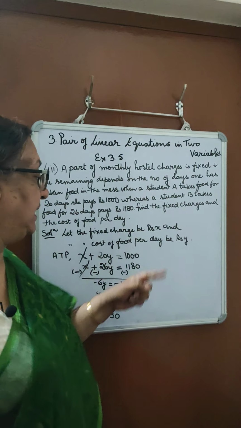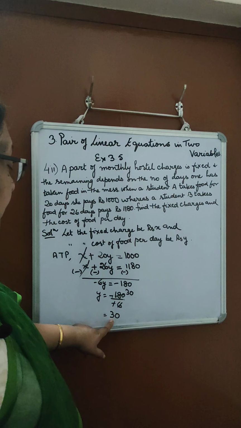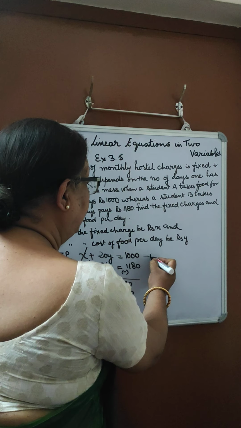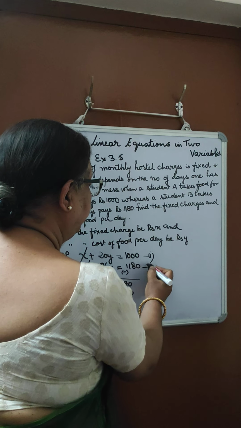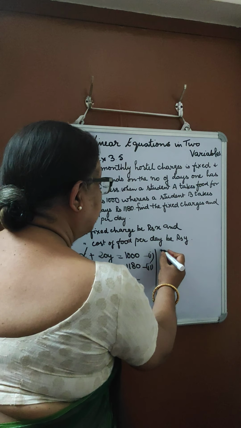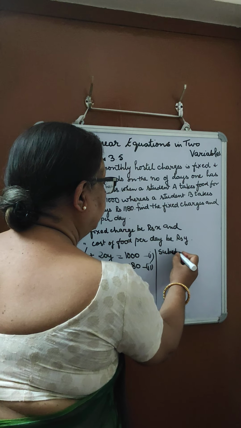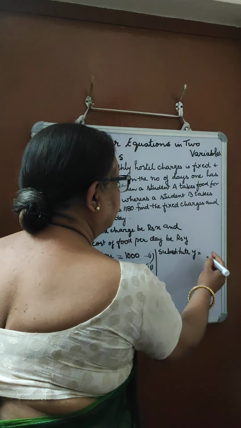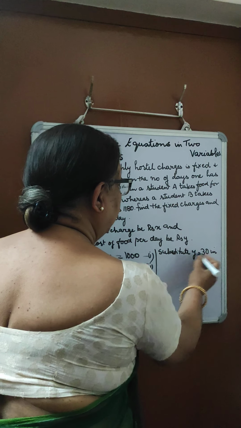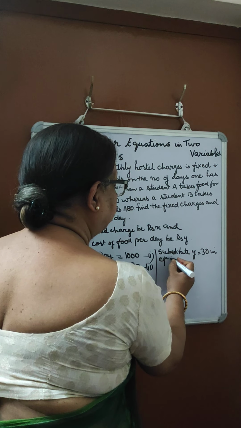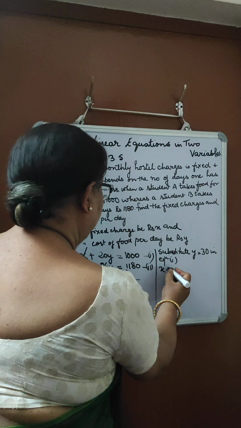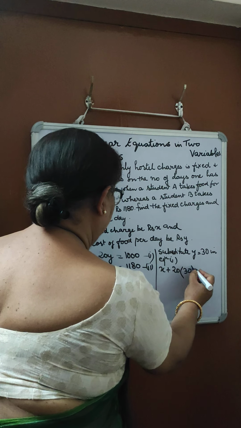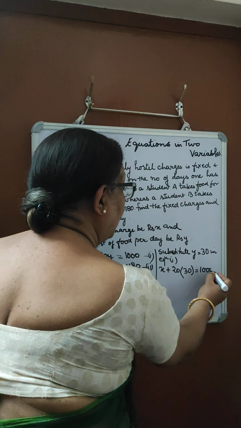Now we need to find X. So what do we do? Substituting this value of Y in any of the equations. Suppose this is equation 1, this is equation 2. So what do we do? We substitute Y equal to 30 in equation 1. So X plus 20Y is equal to 1000.